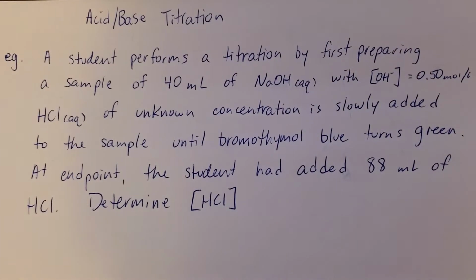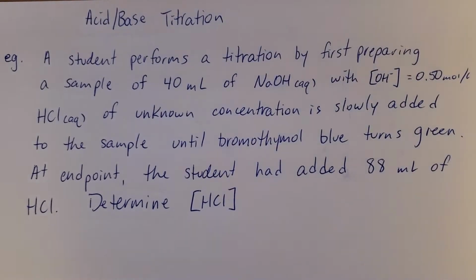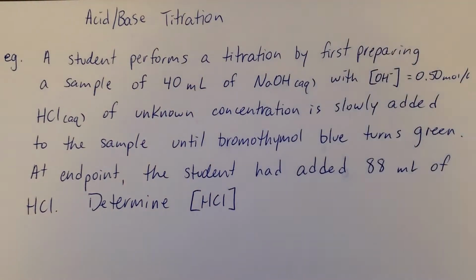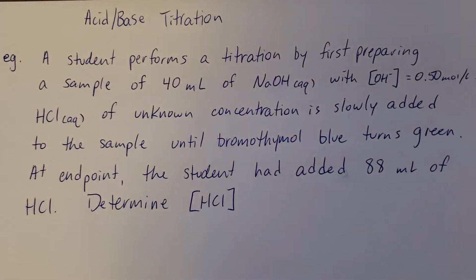All right, today in chemistry we're going to do a couple of examples of acid-base titrations, and it's typically very simple because the molar ratios never get out of whack. All right, so pretty long setup here. We'll go through it. A student performs a titration by first preparing 40 mL of sodium hydroxide. The hydroxide concentration is half a mole per liter. Then hydrochloric acid is slowly added.